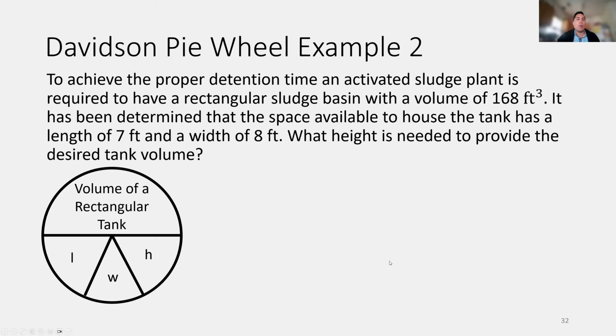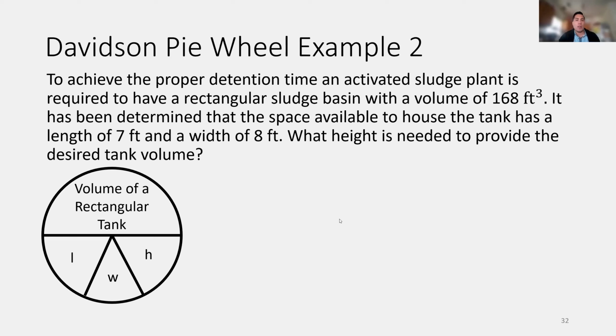So for this example, to achieve the proper detention time, an activated sludge plant is required to have a rectangular sludge basin with a volume of 168 cubic feet. So we're given the variable at the top already, the volume of a rectangular tank, and it has been determined that the space available to house the tank has a length of 7 feet and a width of 8 feet. And the question is asking what height is needed to provide the desired tank volume.